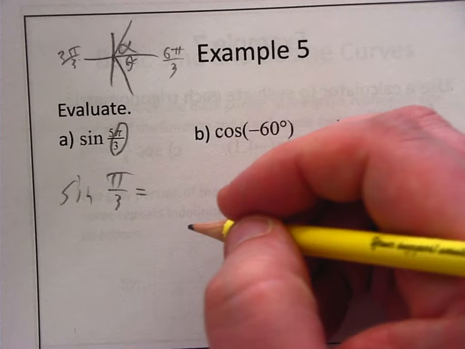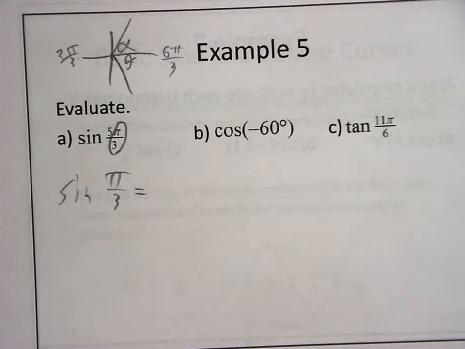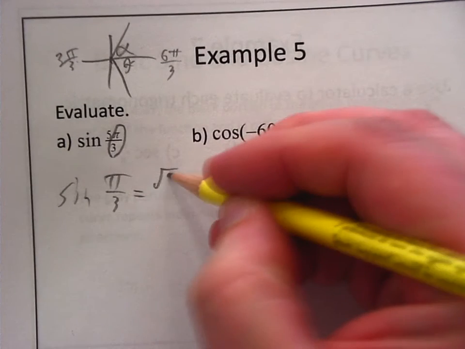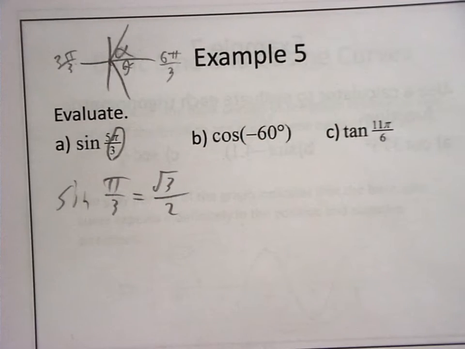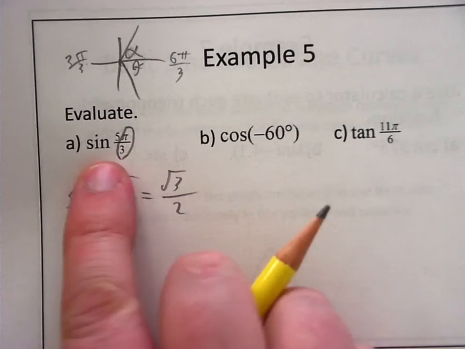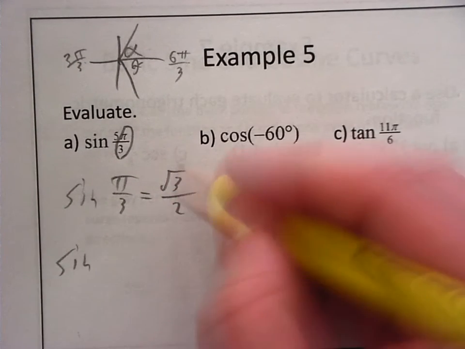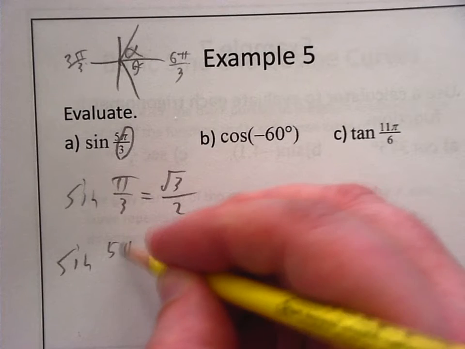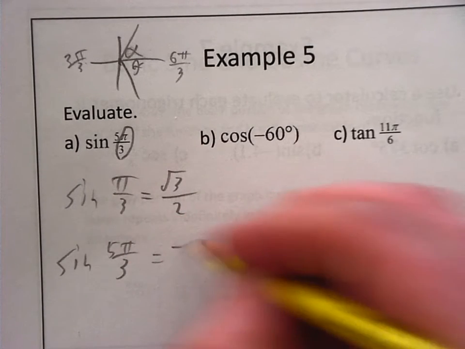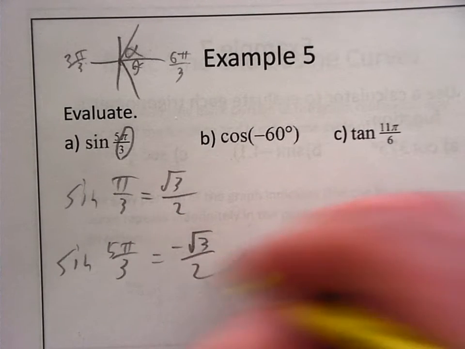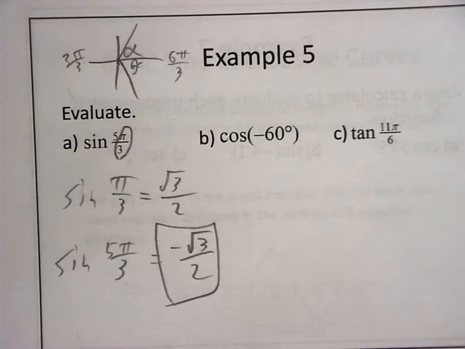Well, pi over 3 is the same as 60, but what's the actual sine value there? Square root of 3 over 2. Okay? Now the question becomes, when I change it to sine of 5 pi over 3, what's that going to do to the square root of 3 over 2? Make it negative. Because you're in the lower half of the graph, so sine is negative there.